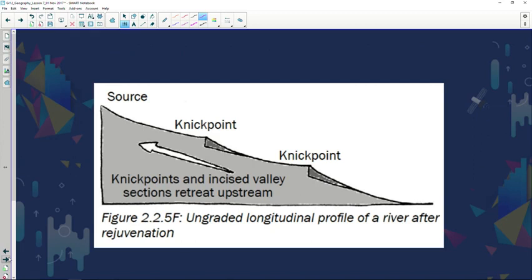Now for instance, this is a very good example of an ungraded profile, nick points that developed. These nick points might be waterfalls or rapids because of the upliftment of land that's being experienced and because of the volume of water that increased.